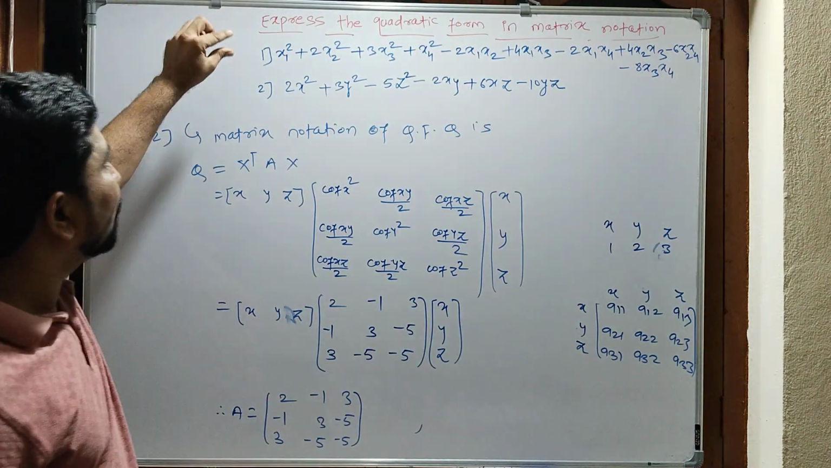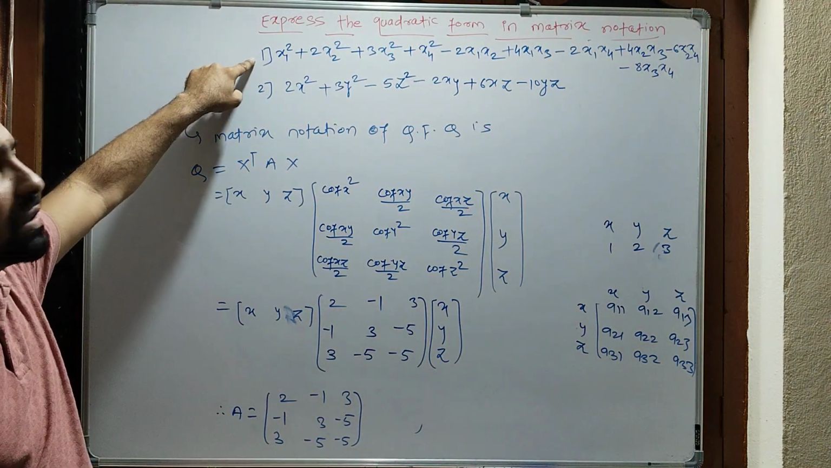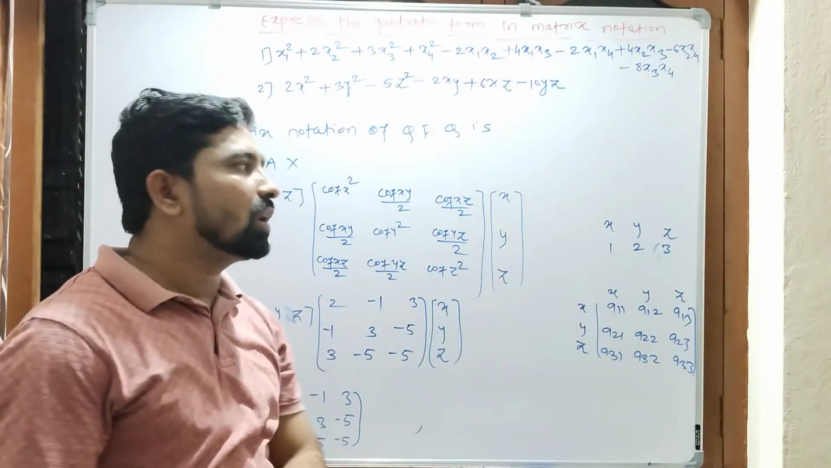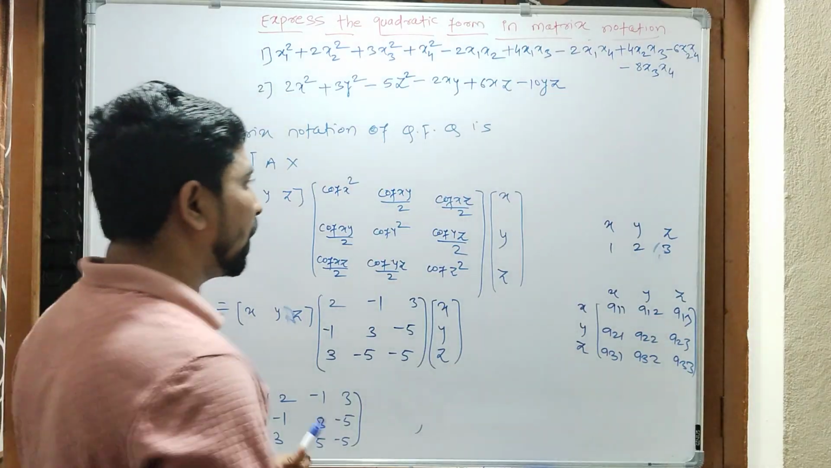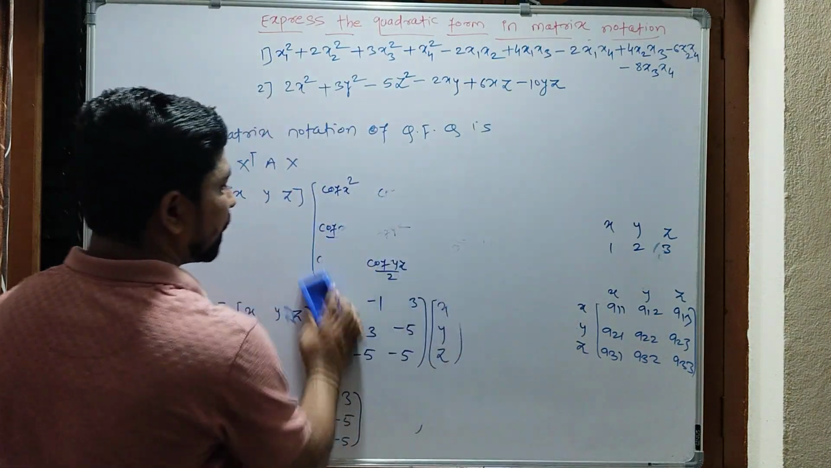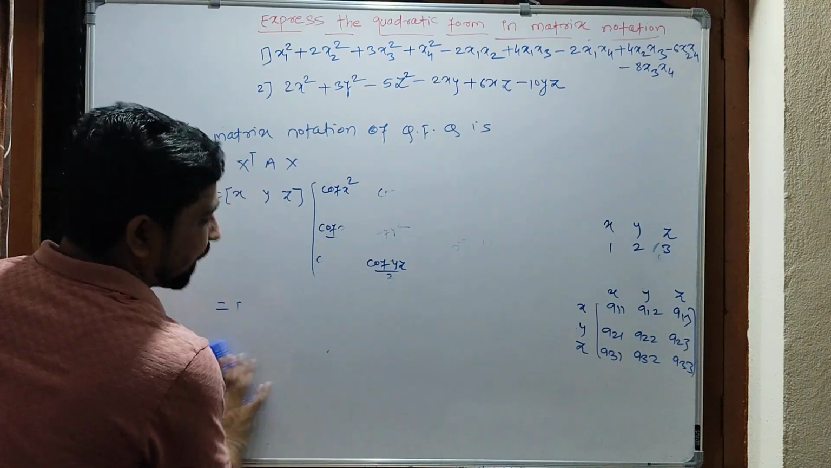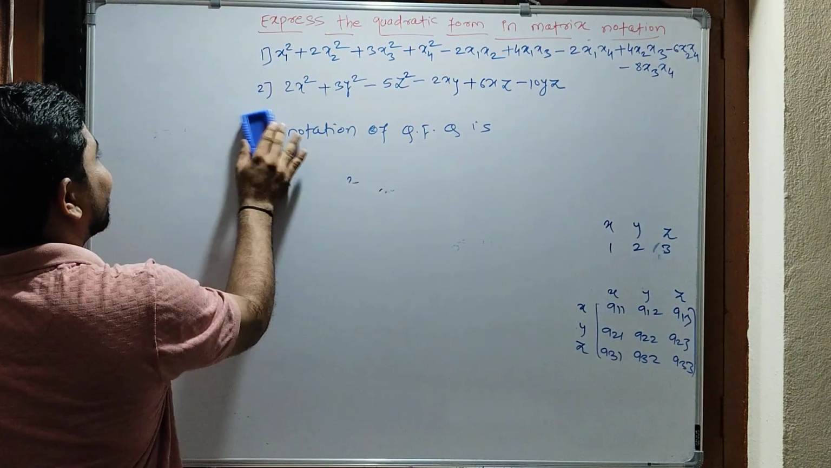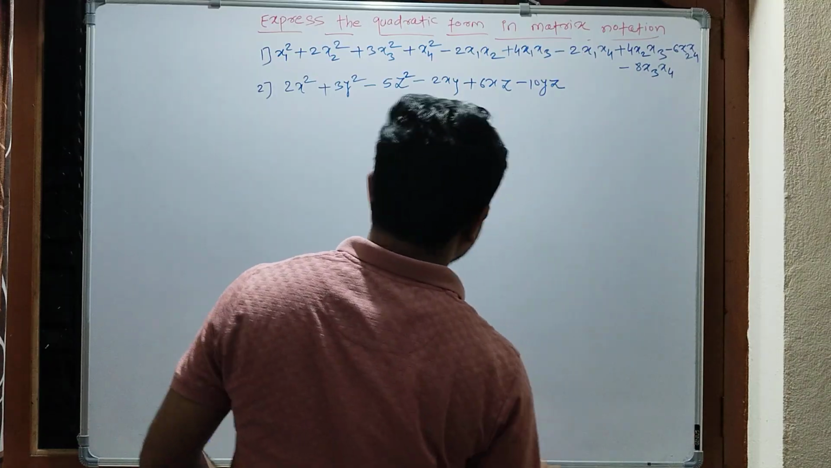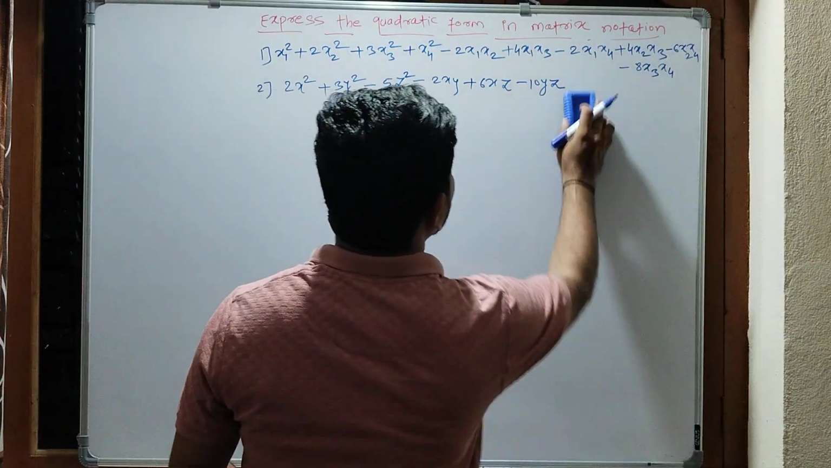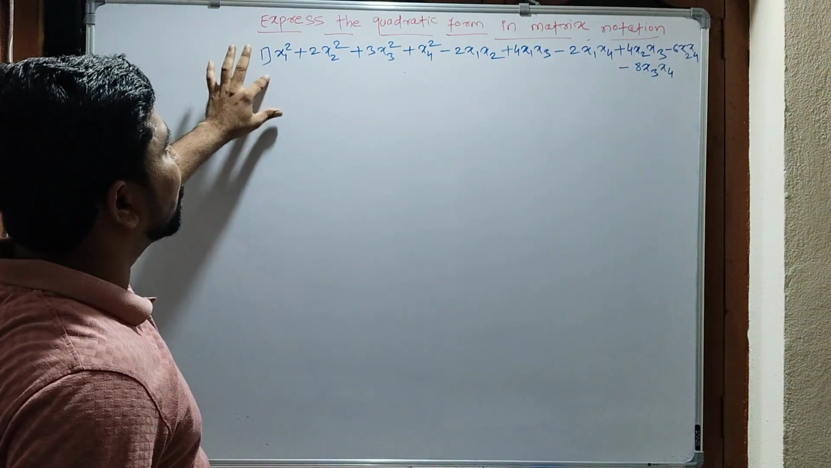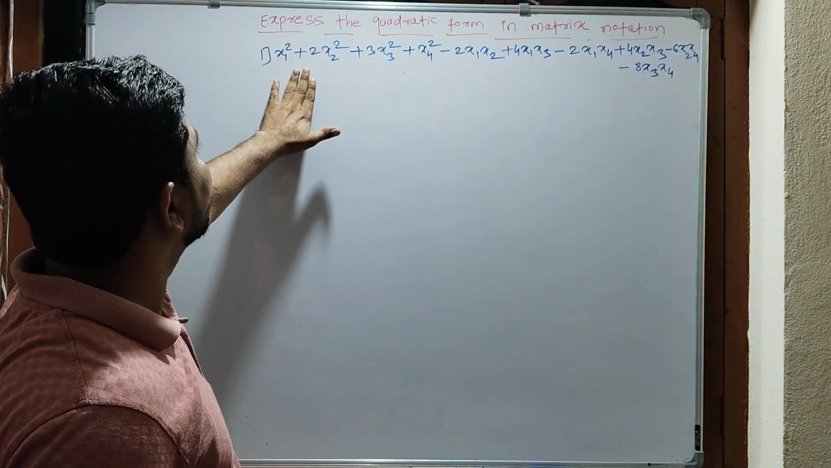Now I want to write the matrix of a quadratic form in x1, x2, x3, x4. So I get a 4 cross 4 matrix. How to write the matrix notation corresponding to this? Please pause and write. Now I want to solve this first equation and write the matrix notation corresponding to this quadratic form.